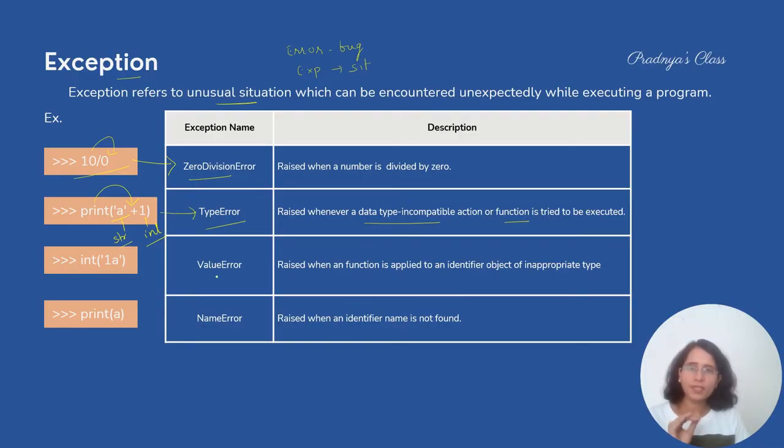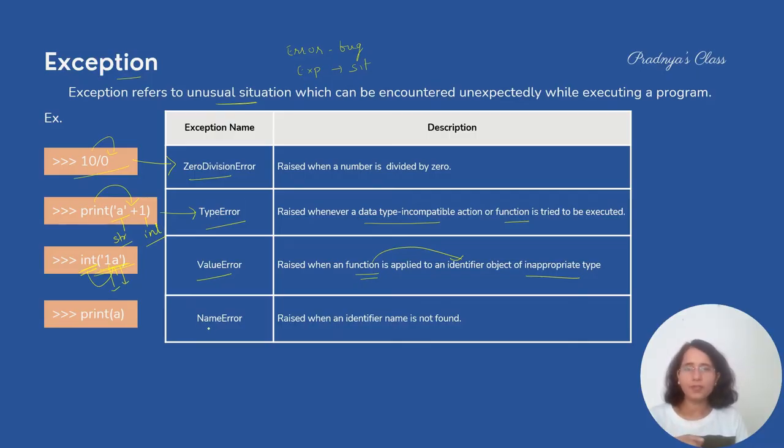The next one is the ValueError. This exception is raised when a function is applied to an argument of an inappropriate type. So here I am using the function int and applying it on this value. I cannot apply int on this type of data, which is a mix of integer and string.